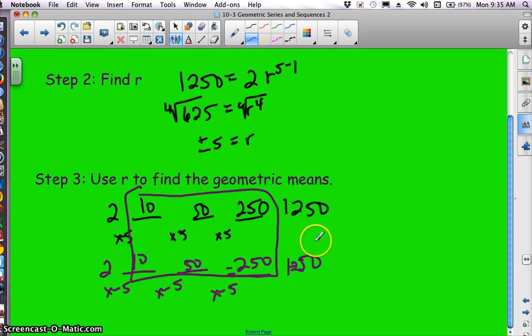So 10, 50, 250, or -10, 50, -250 would be our answer.